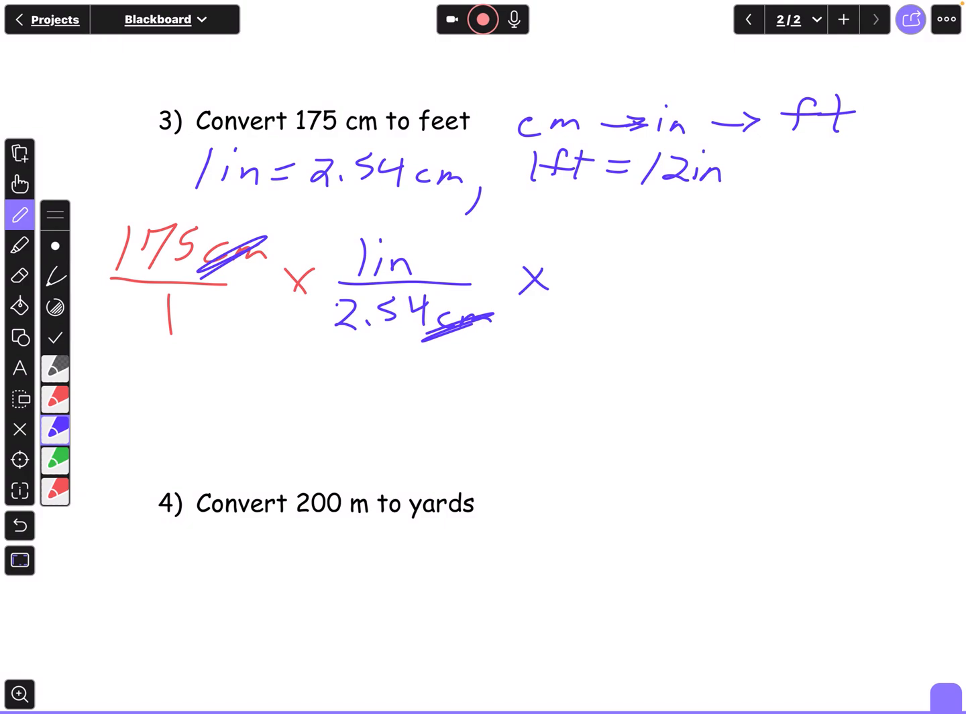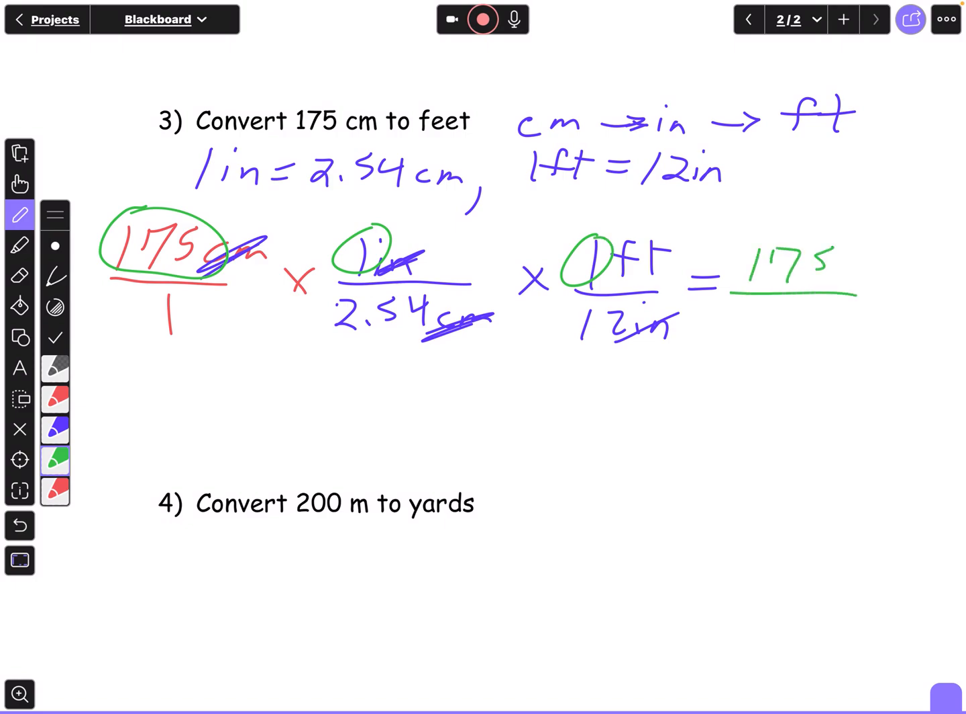So now to go to feet, I need to put the 1 foot on top and the 12 inches on bottom. That way my inches will cancel and my units will be in feet, which is what I'm looking for. And then I can just do the math. So I'm going to multiply everything on top. 175 times 1 times 1 will give me 175. Multiply everything on bottom. It'll be 1 times 2.54 times 12.